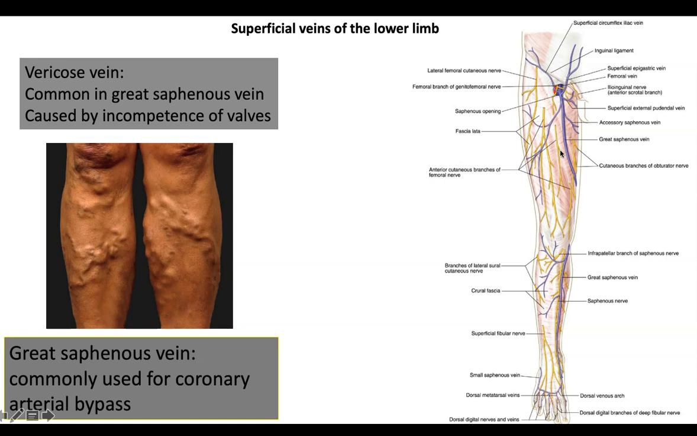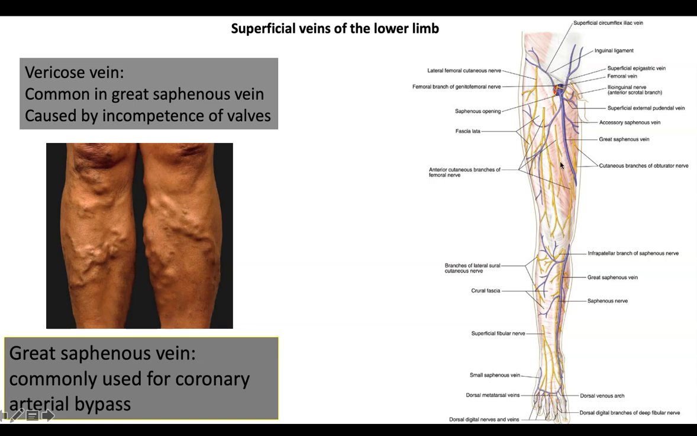The perforating veins arise from the superficial vein and pierce the deep fascia of the lower limb, and they connect the superficial veins with the deep veins. These perforating veins are important for the venous return, and the venous return of the lower limb is controlled by the valves. The great saphenous and the small saphenous veins have numerous valves, and these valves help in maintaining the venous return from the lower limb, which goes ultimately into the inferior vena cava.